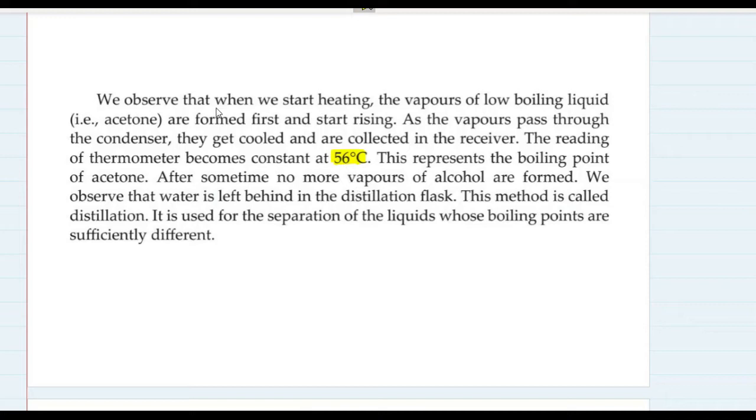Okay, so we observe that when we start heating, the vapors of the low boiling liquid, that is acetone, are formed first and start rising. As the vapors pass through the condenser, they get cooled and are collected in the receiver. The reading of the thermometer becomes constant at 56 degrees Celsius. This represents the boiling point of acetone. After some time, no more vapors of acetone are formed. We observe that water is left behind in the distillation flask. This method is called distillation. It is used for separation of liquids whose boiling points are sufficiently different.